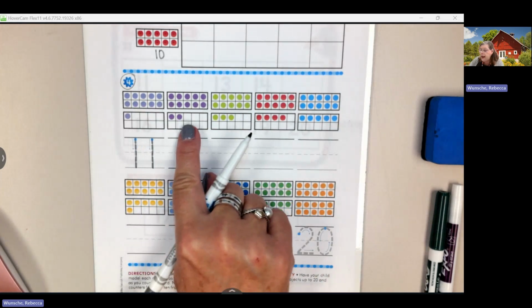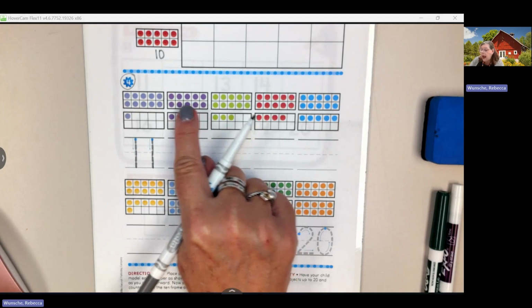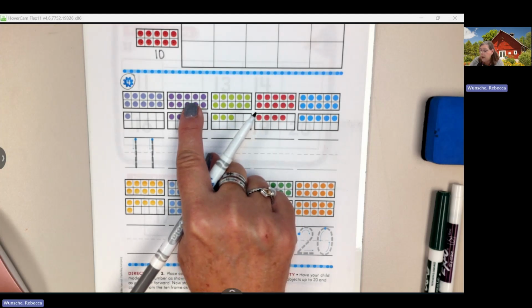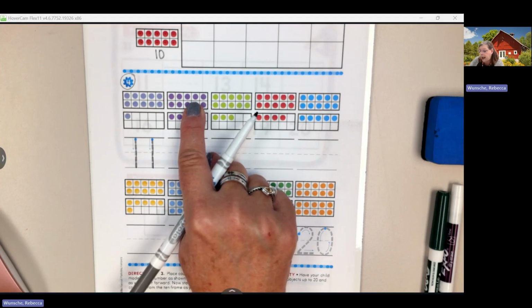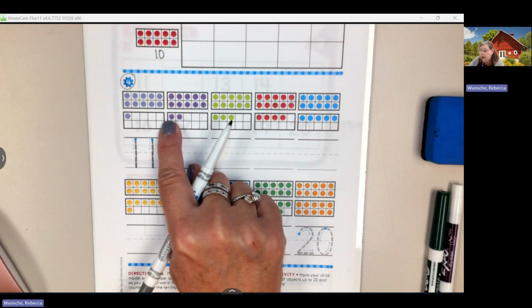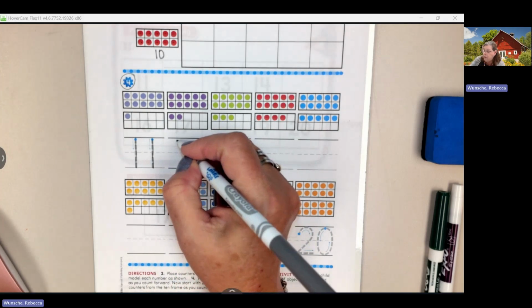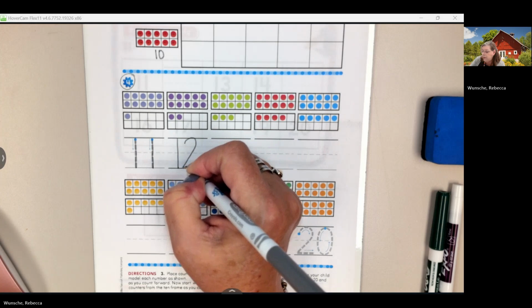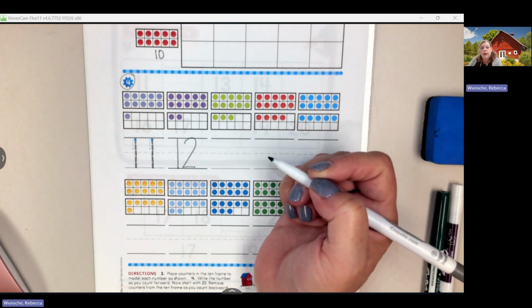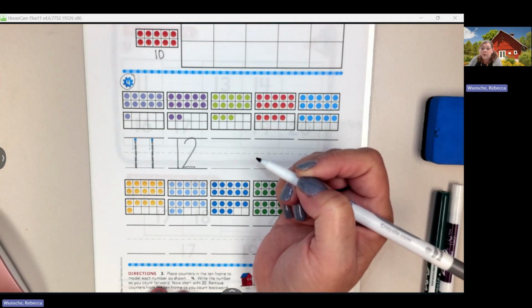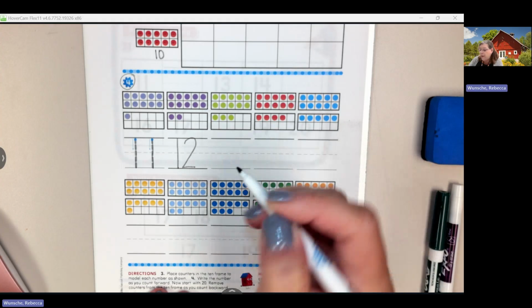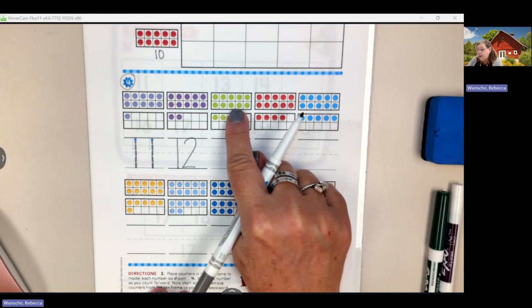All right, I'm going to move over to my next 10 frame. Again, I see a 10 frame all filled. I don't have to count those. My eyes tell me that's 10. So I already have 10. I'm going to count on from 10. 10, 11, 12. And I'm going to write that number 12 on my page. It's important to practice writing your numbers correctly. That will help you when you get ready to write 2-digit, 3-digit, and 4-digit numbers as you go up higher in your grades.